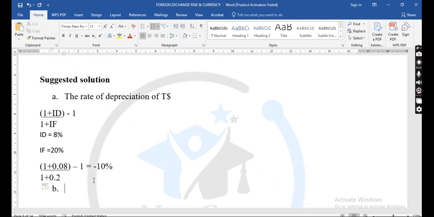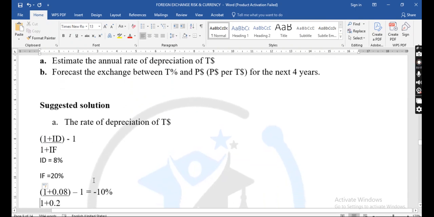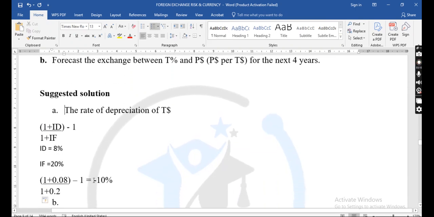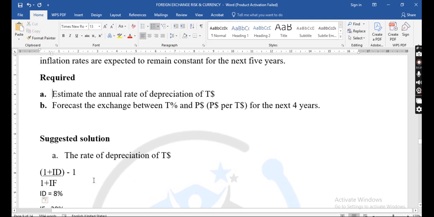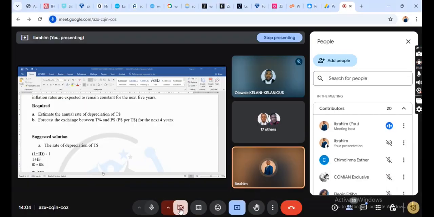So we need to forecast, right? What do we want to forecast? B. Forecast the exchange rate between T and P, that is P dollar per T dollar, for the next 4 years. Class, that is forward exchange rate.